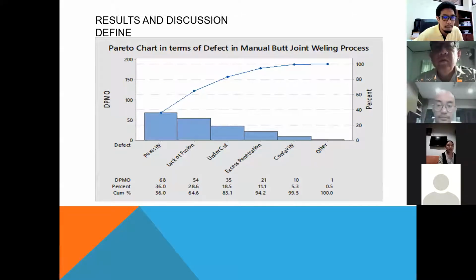So I will go to results and discussion. The first problem-solving methodology that is used in Six Sigma is define. I used Minitab software and constructed a Pareto chart to define the highest percentage of defects, welding defects in manual butt joint welding process. The figure shows the Pareto chart in terms of defects in manual butt joint welding process. As you can see, porosity has the highest percentage.